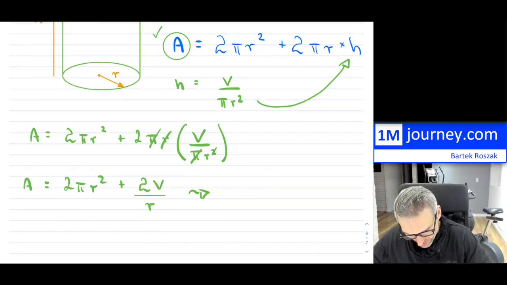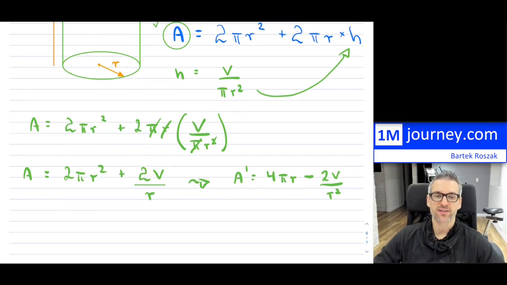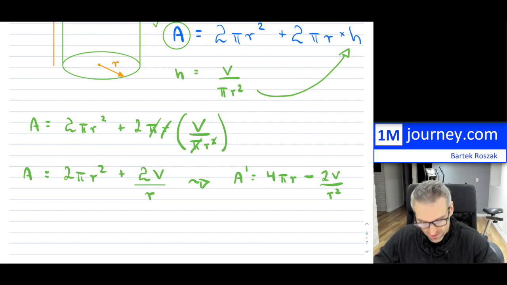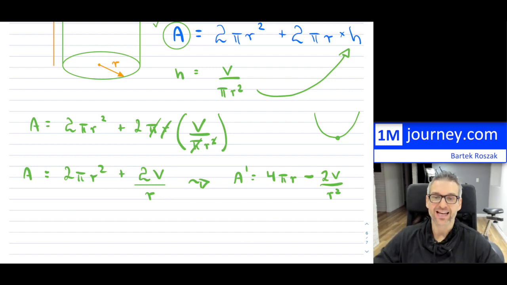And now I can take the derivative. If I take the derivative of this, that's 4 pi r minus 2v over r squared. All right. Now I want to set this to 0 to get a critical value, to see where the derivative possibly is equal to 0. And then since again we're minimizing, we're trying to see if at that particular point that we find, this is going to be concave up. So we're going to need a second derivative to confirm that for us.